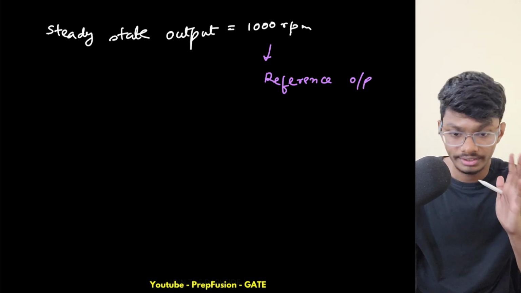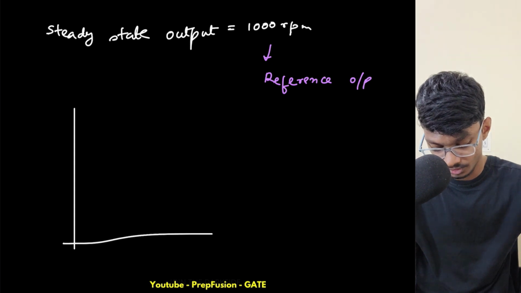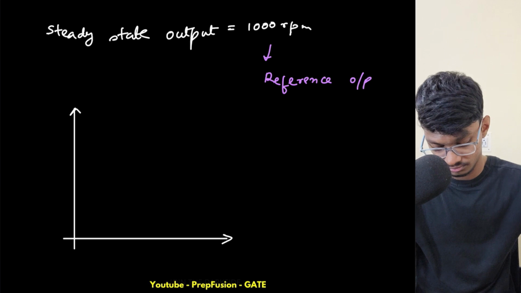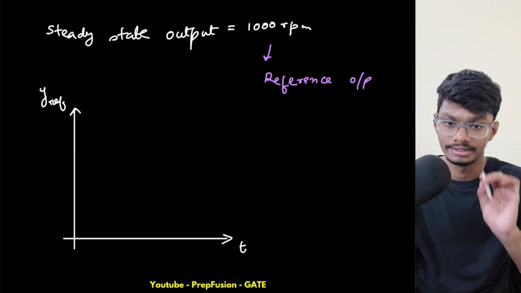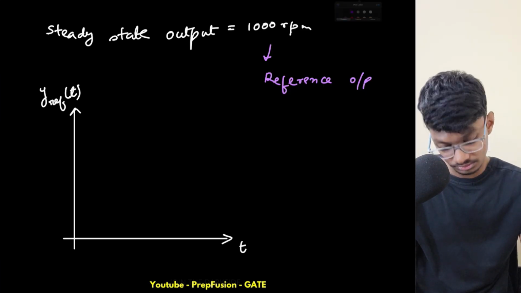Now, how will the graph look? I'll just draw the graph in brief for an overdamped system. This is T, and let's call this Y reference in the ideal case.